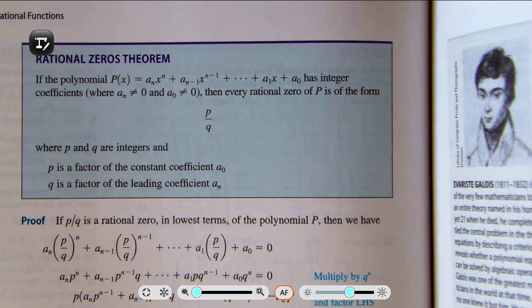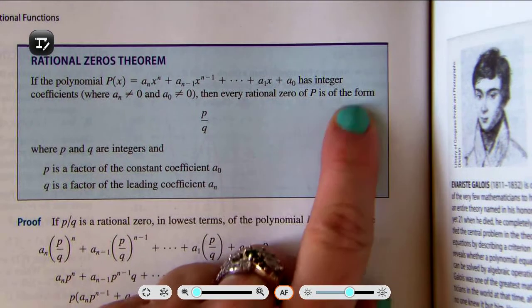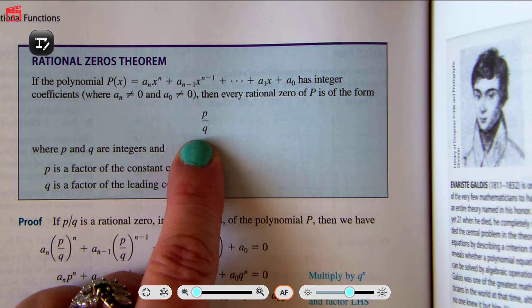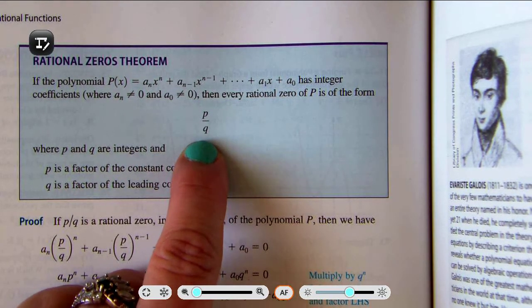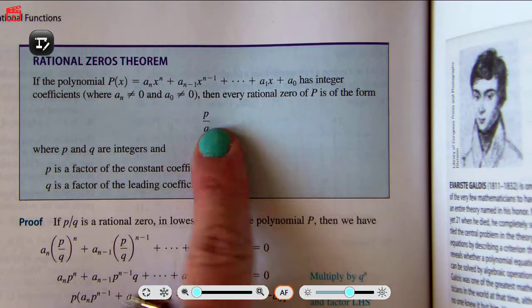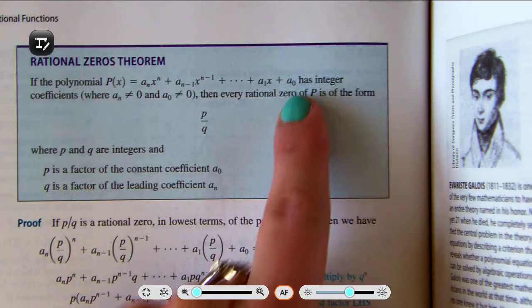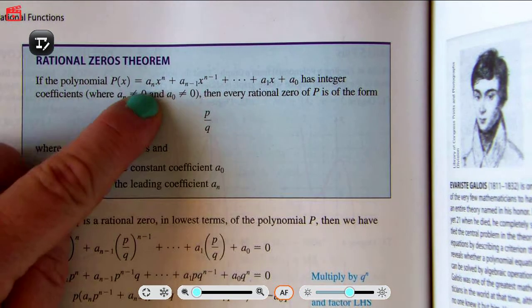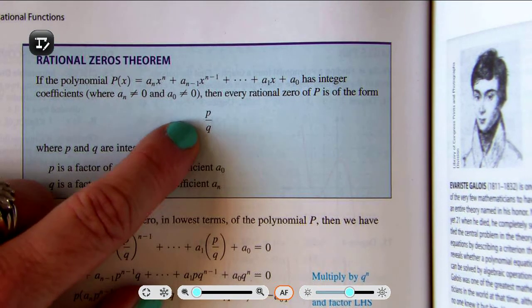It just says if we have a rational zero, rational being some sort of fraction, whole number, integer, it will look like a p over q. So rational means fraction. And p and q are integers, positives or negatives, where p is a factor of the constant term and q is a factor of the leading coefficient. This will come in handy when we're trying to find zeros.